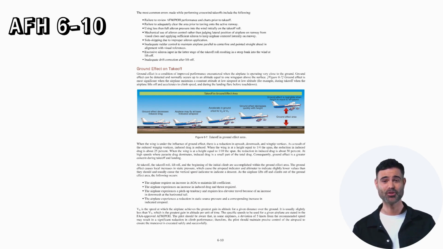Vx is the speed at which the airplane achieves the greatest gain in altitude for a given distance over the ground. It is usually slightly less than Vy, which is the greatest gain in altitude per unit of time. The specific speeds to be used for a given airplane are stated in the FAA-approved AFM/POH. The pilot should be aware that, in some airplanes, a deviation of 5 knots from the recommended speed may result in a significant reduction in climb performance. Therefore, the pilot should maintain precise control of the airspeed to ensure the maneuver is executed safely and successfully.